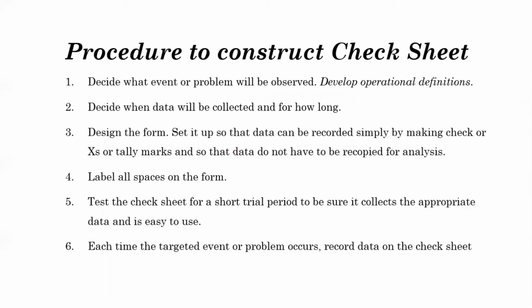procedure. So the first thing, decide what event or problem would be observed. And sometimes it's good to develop an operational definition. An operational definition would tell you what we mean by what quality characteristics. For example, what does a scratch mean? When we say scratch, then it needs to be defined operationally.